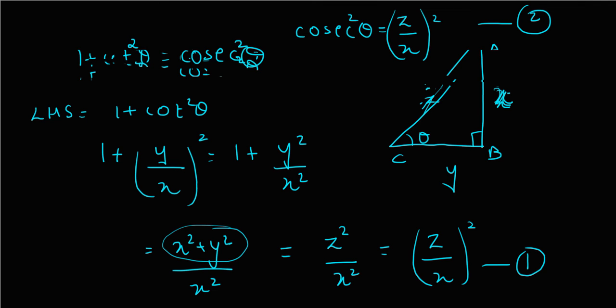So we have 1 plus cot square theta equal to cosec square theta. Let's rewrite all our three identities that we have done today. We have sine square theta plus cos square theta equal to 1.